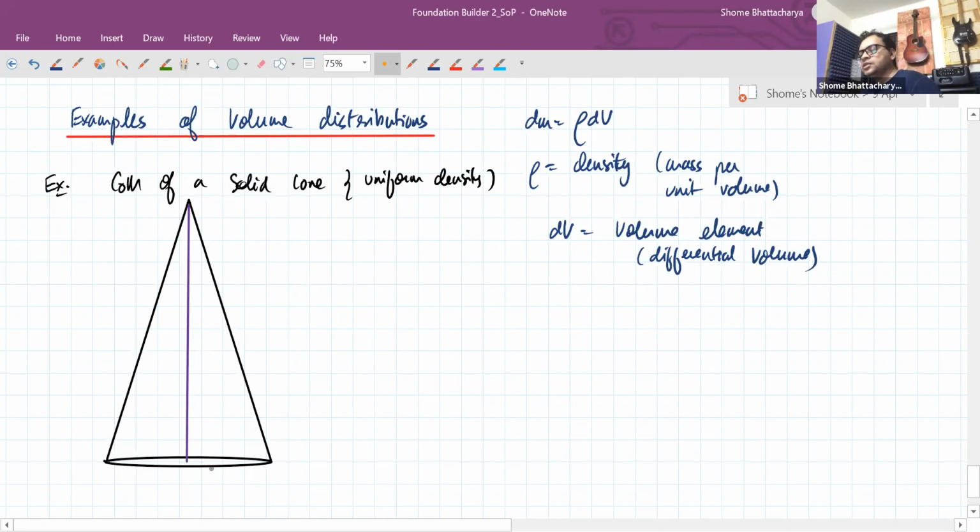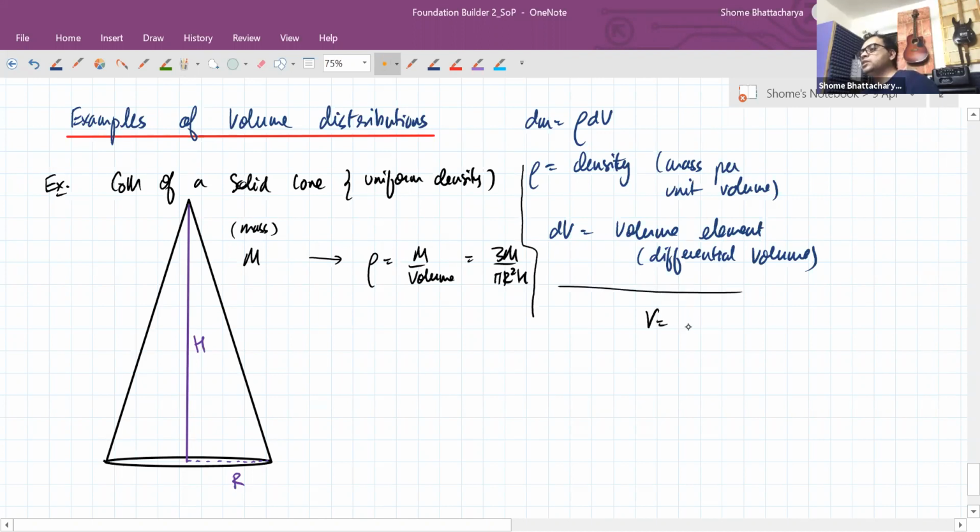So this height is capital H, let's say, and the radius of the base is capital R, and the total mass is m. So you can see from that the density of the cone will be mass upon volume. So 3m upon pi r square h, right? So this in itself will become a derivation we can do later. We can prove that the volume of the cone is given by the formula 1 by 3 pi r square h.